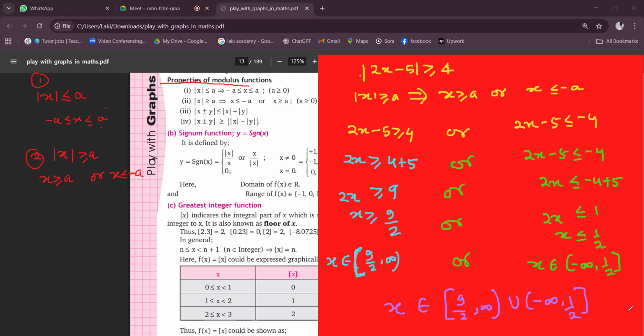Okay, so write the second property with the example. Later I will tell you how to plot the graph of mod 2x minus 4 greater than 4. I will tell you, don't worry. First, understand the types of graphs and the properties of graphs.